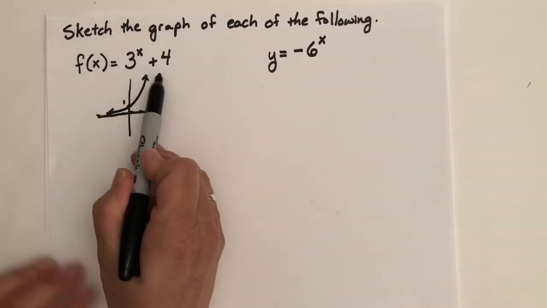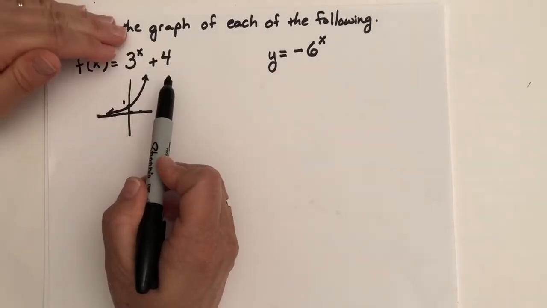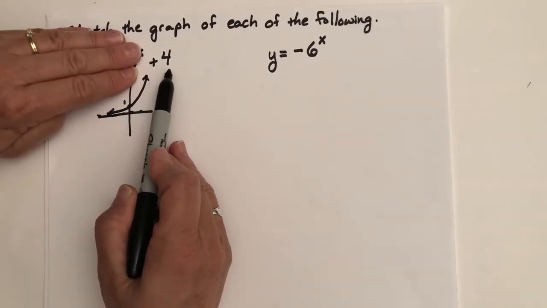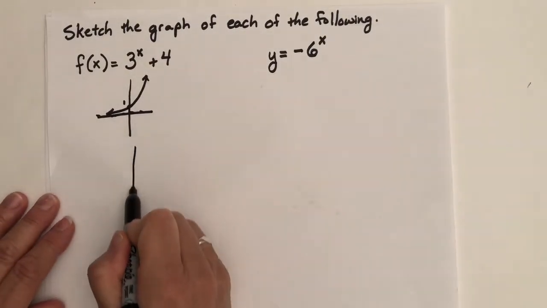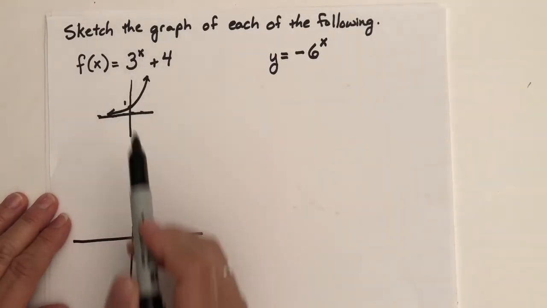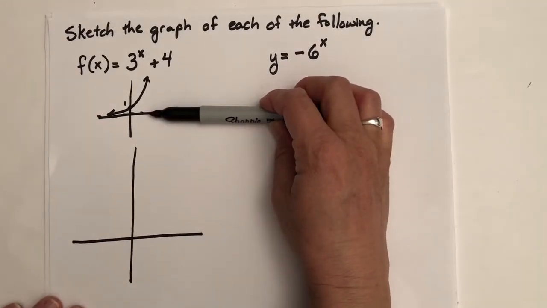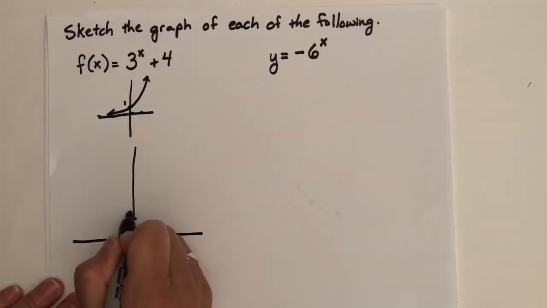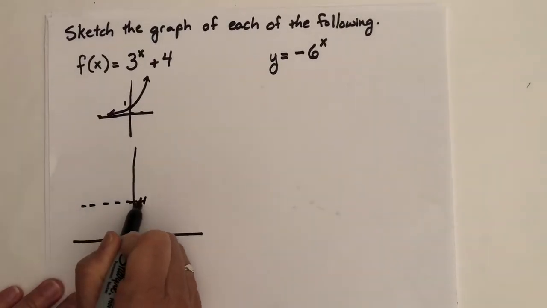As always, when you add a constant to a function, you have a vertical shift up or down. We're adding a positive number, so we're going to shift the graph up 4, as we've done with other functions. So here's going to be my graph, y equals 3 to the x plus 4. Here's my base graph. I'm shifting it up 4. If I had an asymptote at 0, my asymptote is now going to be at 4. 1, 2, 3, 4. I'm going to label that and draw in my asymptote.